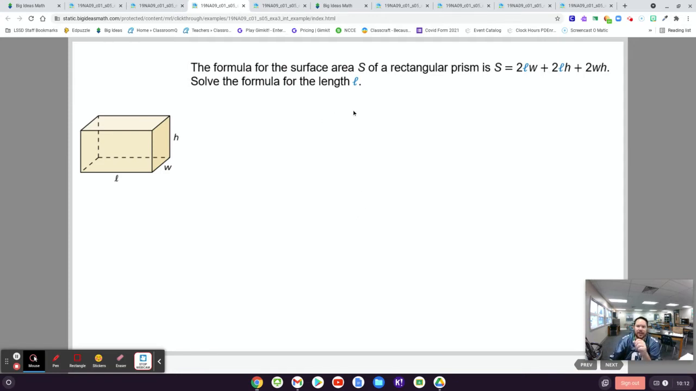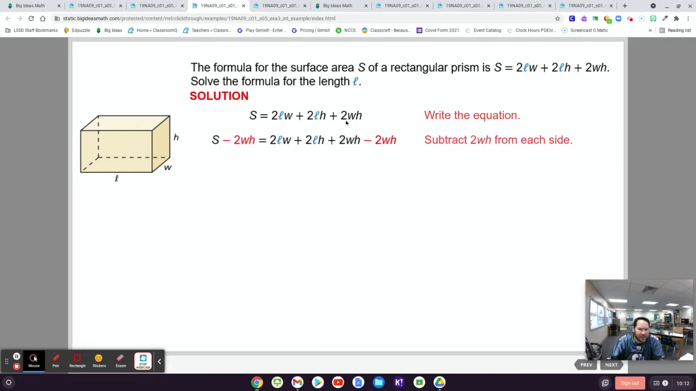Okay, next example. We have surface area is 2 times length times width, plus 2 times the length times the height, plus 2 times the width times the height. That's a formula for the surface area of a rectangular prism. They want you to solve this for L. They want you to get L by itself. So again, rewrite it first. What do you think a good first step is? Yeah, you want to subtract 2WH from each side because all we want over here are the L terms. So now the L terms are on the right, everything else is on the left.